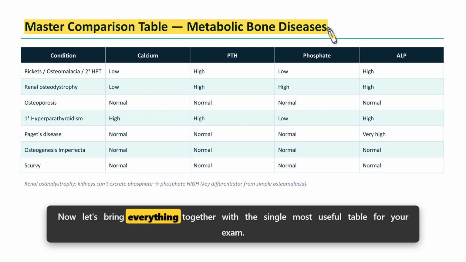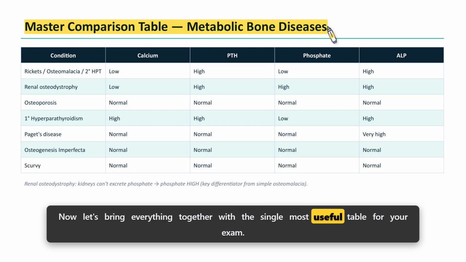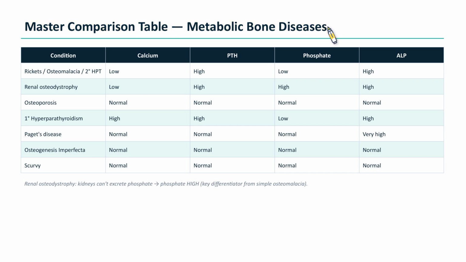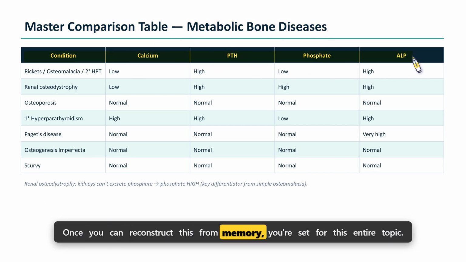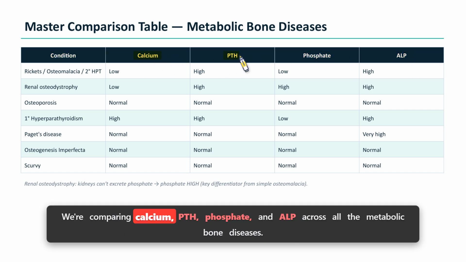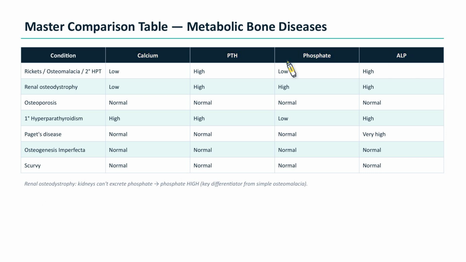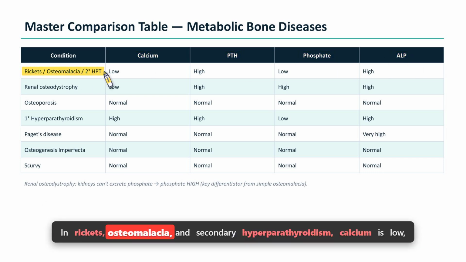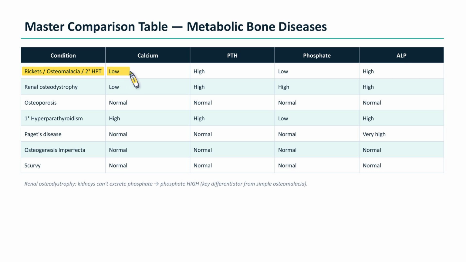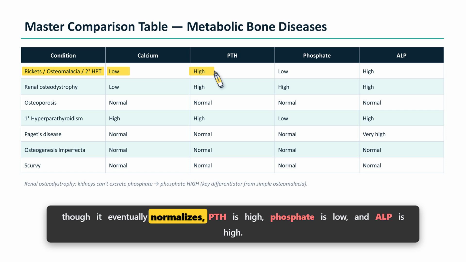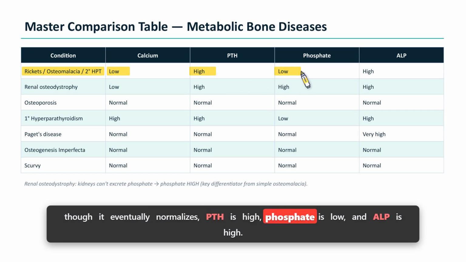Now let's bring everything together with the single most useful table for your exam. Once you can reconstruct this from memory, you're set for this entire topic. We're comparing calcium, PTH, phosphate, and ALP across all the metabolic bone diseases. In rickets, osteomalacia, and secondary hyperparathyroidism, calcium is low, though it eventually normalizes, PTH is high, phosphate is low, and ALP is high.